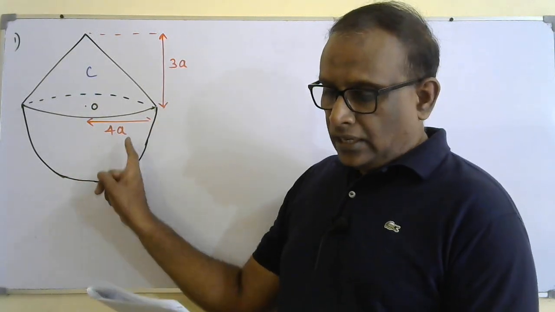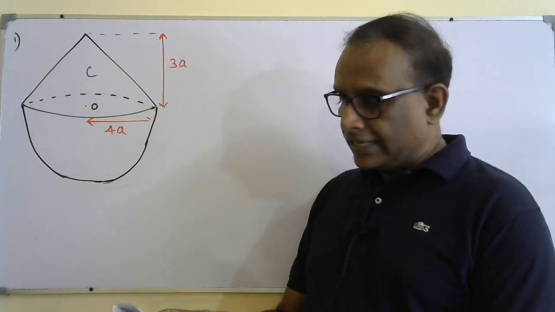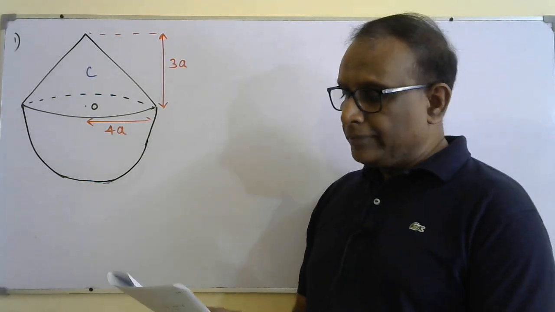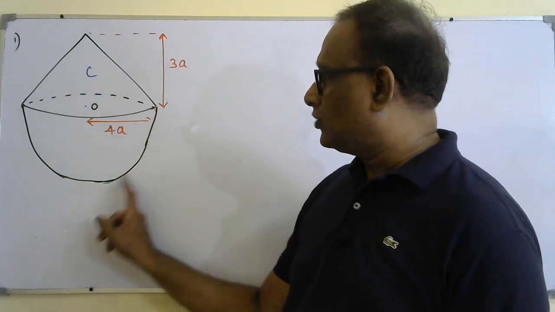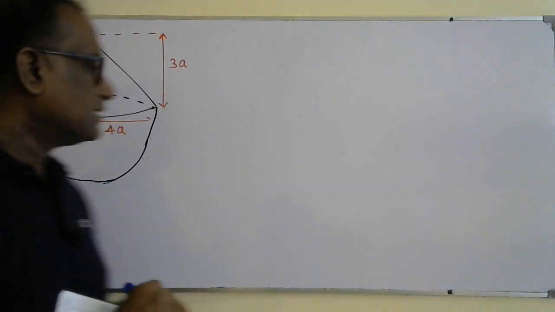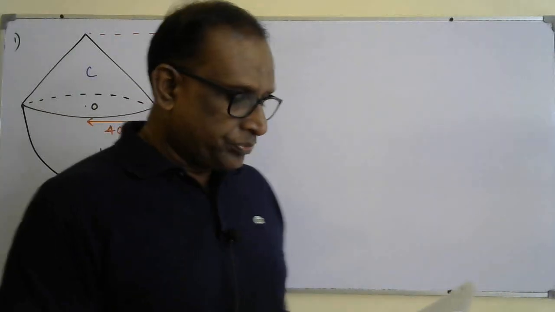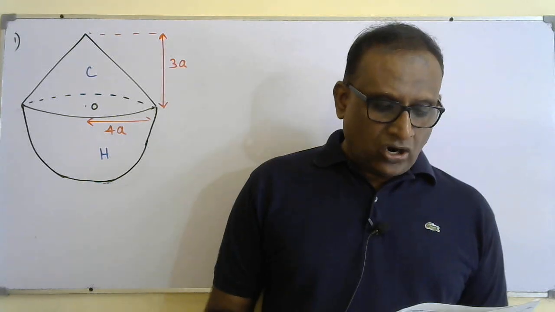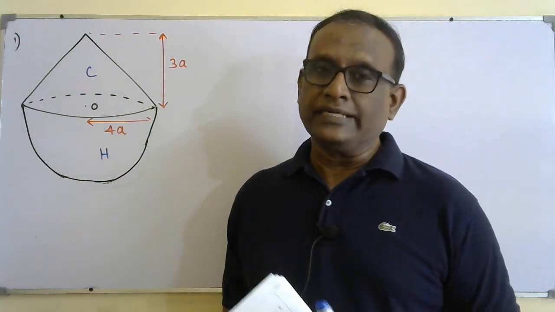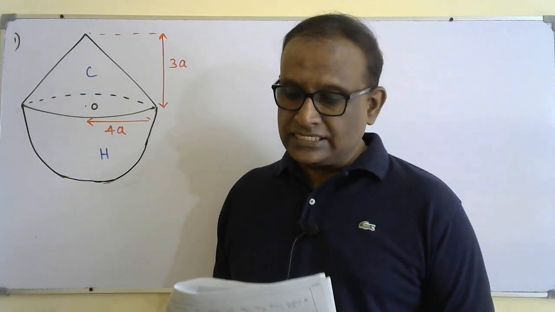That's marked here. To form a conical shell with radius 4a and a height 3a. Height is 3a. To a uniform hemispherical shell H. So this is a uniform hemispherical shell H with a radius 4a. The mass per unit area of C is lambda. That is, the mass per unit area is lambda. And the mass per unit area of H is K lambda, where K is a constant.